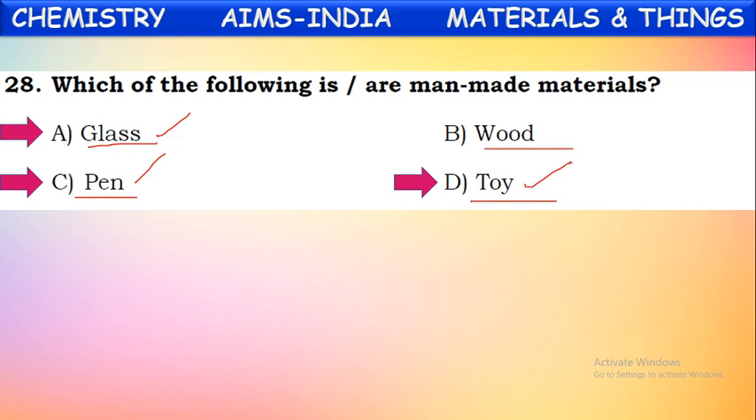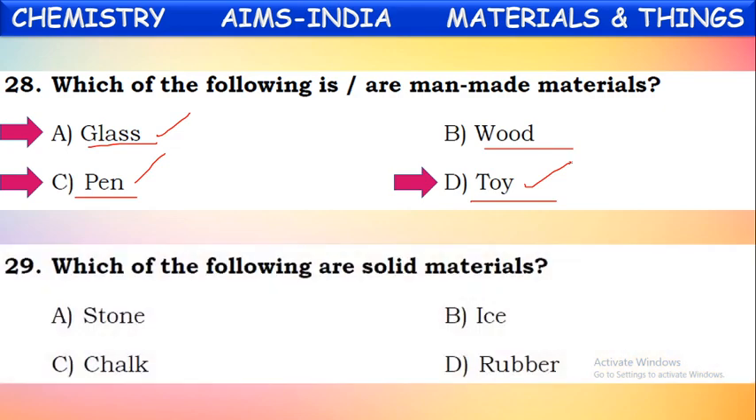Next one. Which of the following are solid materials? Out of these, which are solids? Is stone a solid? Yes, stone is a solid. Is ice a solid? Yes, of course. Is a chalk piece a solid? Yes, it is also a solid. Is rubber a solid? Yes, it is also a solid. Now what will be the correct answer? These four are the correct answers.